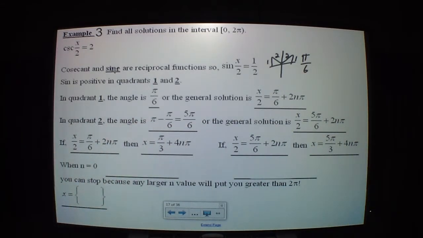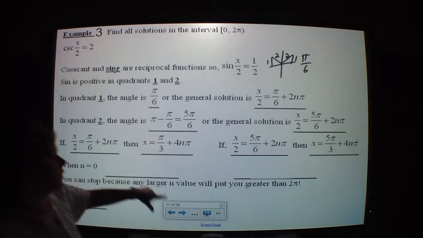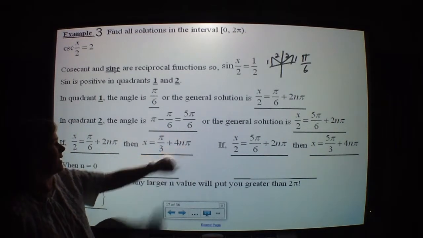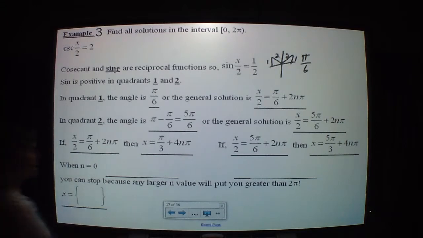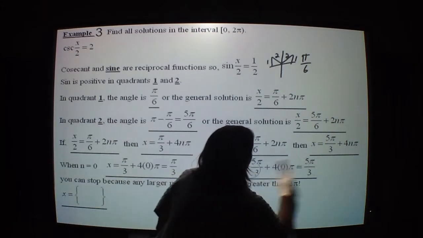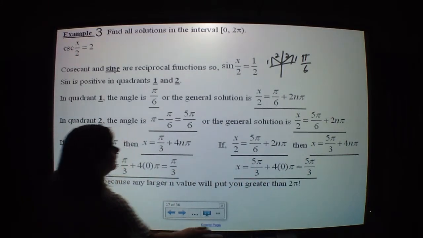Okay? So when n is 0, I have pi over 3 and 5 pi over 3. When n is 1, I'm adding 4 pi, so it puts me over 2 pi, so I could stop. So I only have the two solutions. And I'm done.